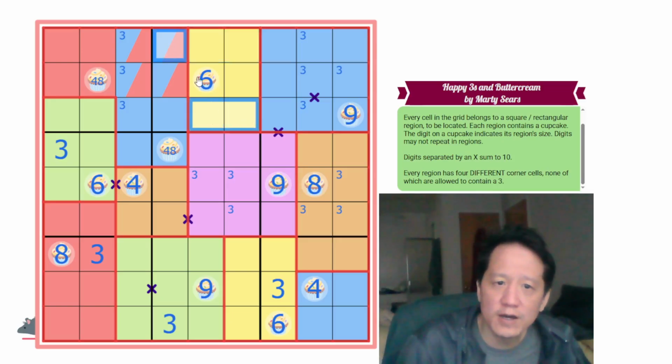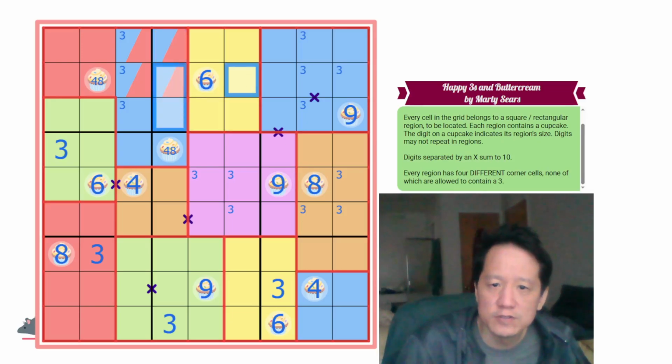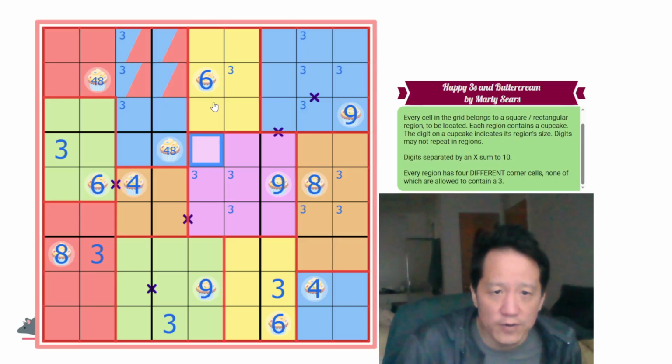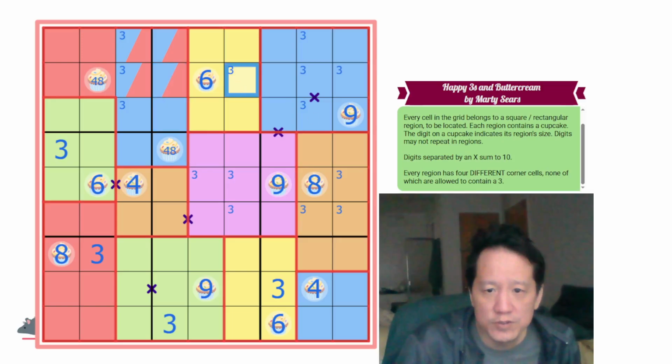It cannot be that one, so it has to be one of these 3. But it cannot be here. So therefore, it must be here. So this is a 3, which means this can't be 3, and this can't be 3. So one of these two is a 3, which means this can't be 3. So one of these two is a 3.